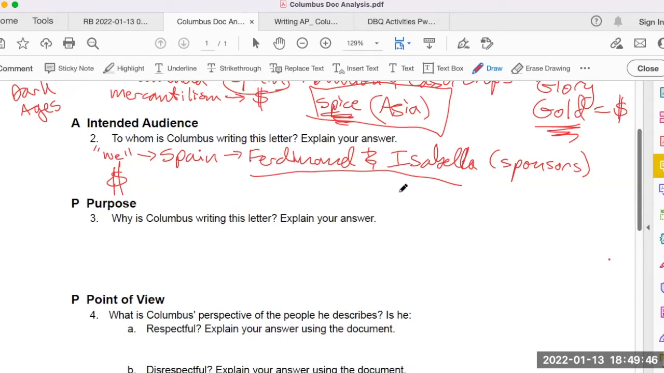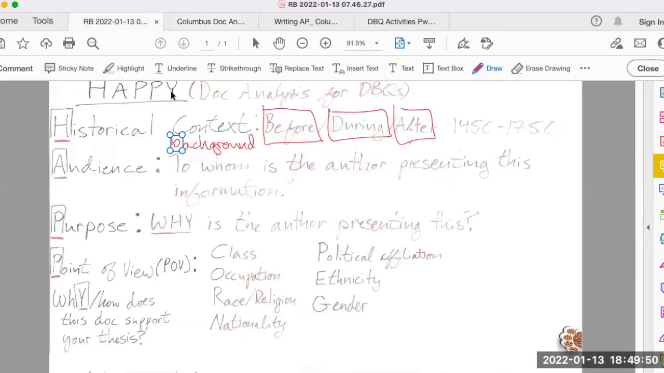Okay, so the next topic that we're going to talk about with Happy is purpose. So the purpose is, why is the author presenting this? So think of this in the context of you posting something on Instagram, you posting a photo. You are posting to your followers. So let's say that one of your followers is your crush. Okay, so you want to post something that is presenting you in a positive light. So you might post a picture of you volunteering, right?